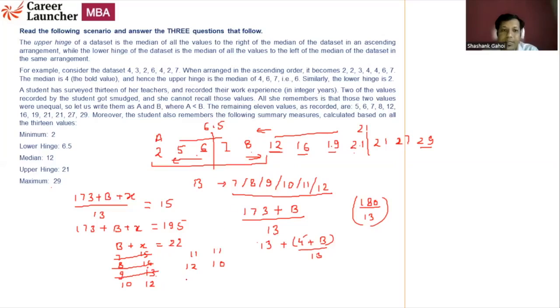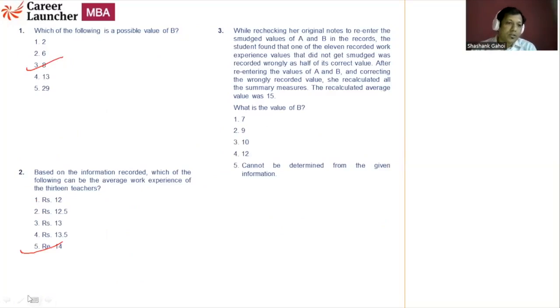Do we have 11 in the data set? No. So it is also rejected. Do we have 10 in the data set? No. So it is also rejected. So we are going to have exactly one value of B, and that comes out to be 10. So my answer to this question is going to be option 3. That is going to be 10.